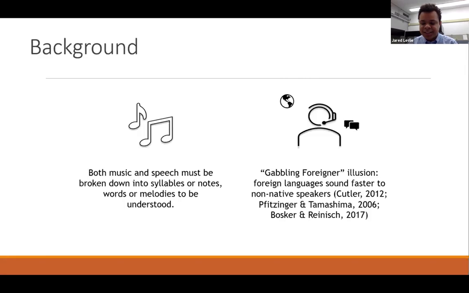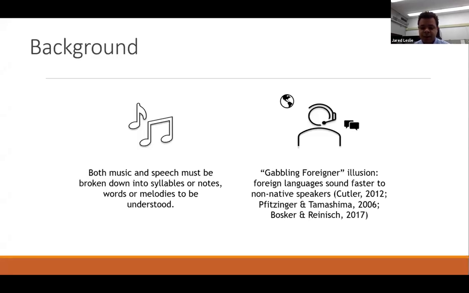And I wanted to talk about a specific illusion here today in speech research known as the gabbling foreigner illusion. This illusion was first coined by Ann Cutler. For those unfamiliar with the gabbling foreigner illusion, it's a suggestion that unfamiliar or foreign language sounds faster than one's native language, regardless of the actual tempo being spoken. While early accounts of this illusion were anecdotal, within the past couple of decades, this illusion has received empirical evidence. The first study I wanted to mention was by Fitzinger and Tomashima, in which they found German and Japanese listeners overshot each other's native languages by up to 8%.